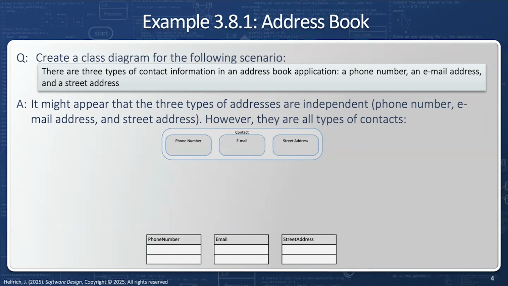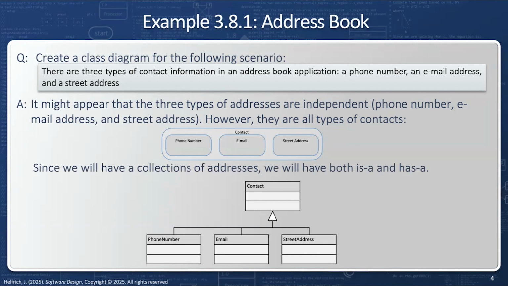So I'm going to make a phone number, an email, and a street address as my three individual classes. But then I'm going to make a contact as well, and this contact will be the base class. And therefore, phone number, email, and street address are related by inheritance. Now, we do have a collection of addresses in my address book. Therefore, I'm going to have an address book, which is going to have many contacts through composition. So observe that phone number, email, and street address are types of contacts. Therefore, inheritance is the best choice. But because there's more than one contact, I must use composition between that and address book entry.